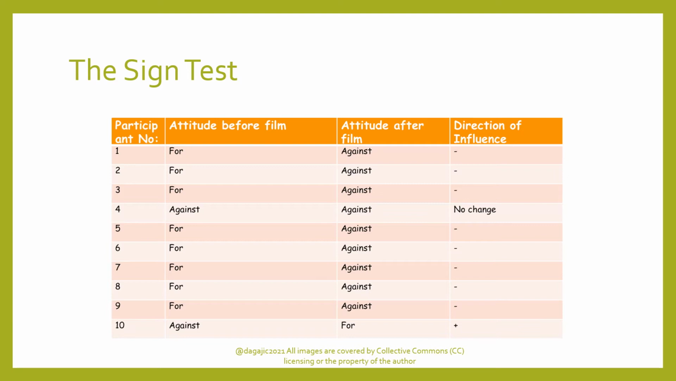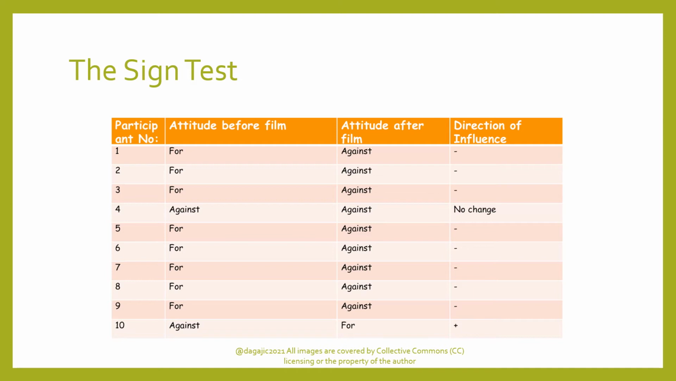Participant 4 didn't change their mind, so they get a no change. And participant 10 was a bit of an anomaly. They went from being against the death penalty to being for it afterwards. I don't know whether they didn't like Tom Hanks or the little dancing mouse, but something upset them.